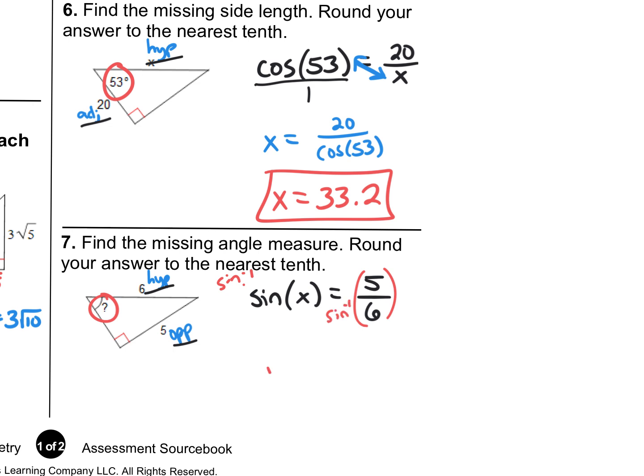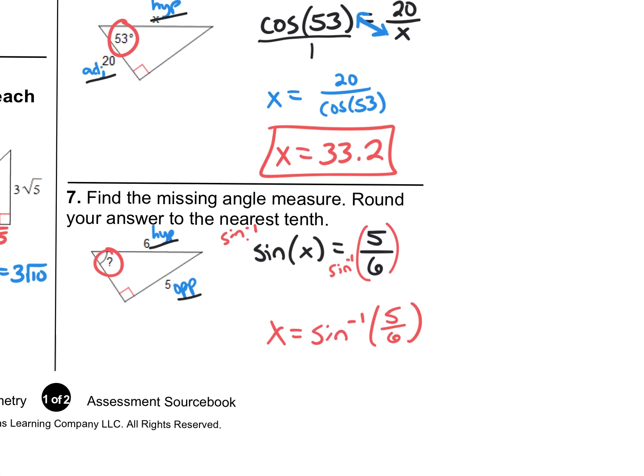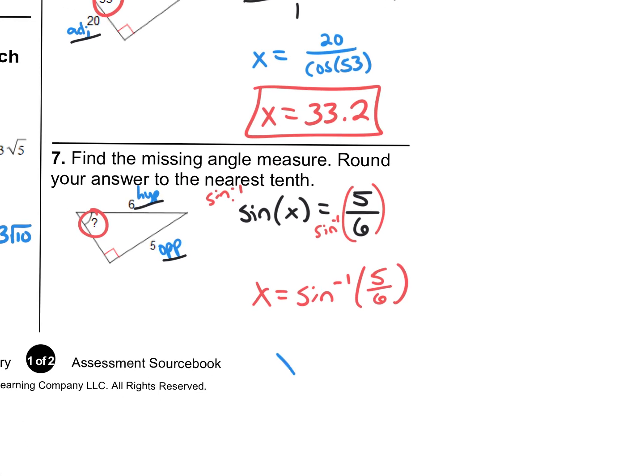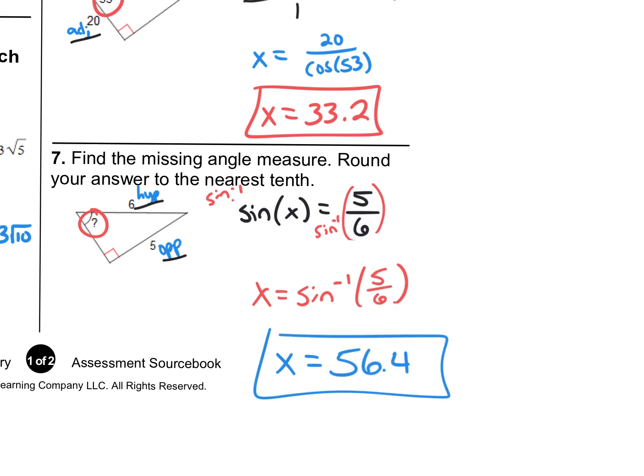So what you should have is x equals sine inverse of 5 over 6. That guy right there is what you type in your calculator. What did you get for x on that one? 56.4. Again, if you ever get a domain error, check the trig that you picked and check to make sure your ratio is in the right order.